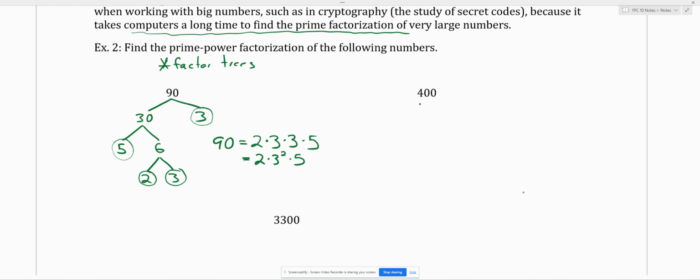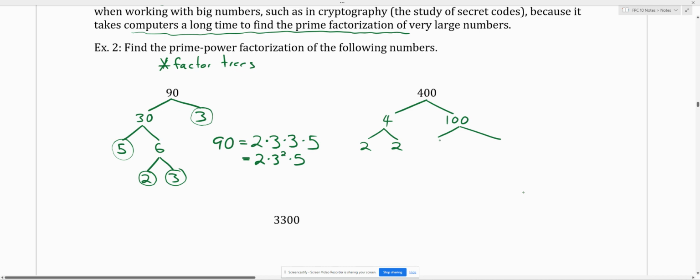All right, let's do a bigger number like 400. So first, I see this ends in 2 zeros. So I'm going to break it up into 4 times 100. I look at my 4, I know that's not prime, but I'll break it into 2 times 2, so I know I'm done there. 100 is definitely not prime, so I'm going to break that into 5 times 20. And then again, I could do it in multiple different ways. I'm going to take 20 and break that into 5 times 4, and then 4 is not prime. I'm going to break that into 2 times 2.